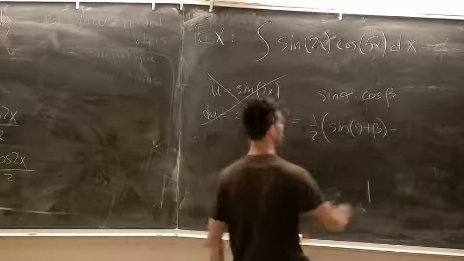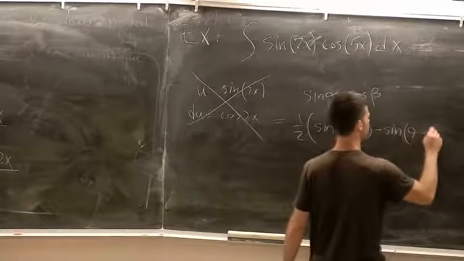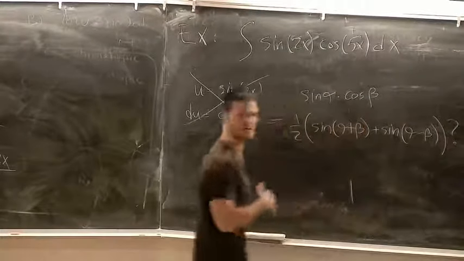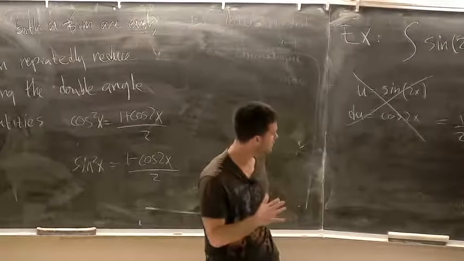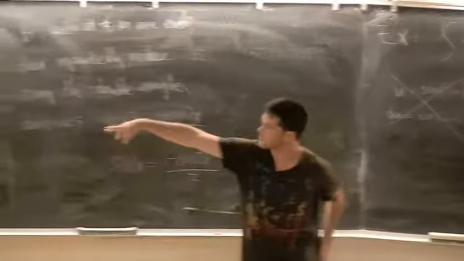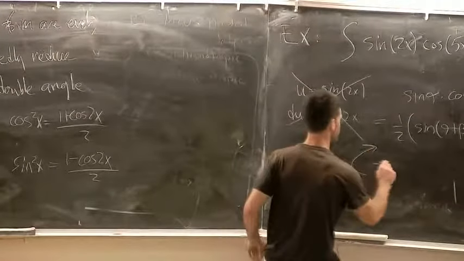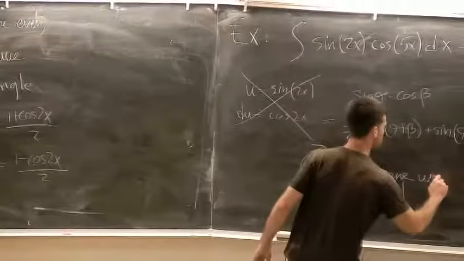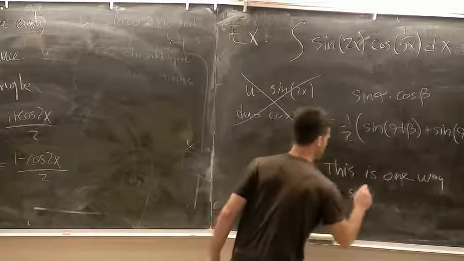I didn't even write it down. I think it's sine alpha plus beta minus sine of alpha minus beta, or maybe plus here. Something like that. I don't quite remember, but I'm not going to need to remember because I'm just going to use these complex exponentials instead. Knowing this formula, this is one way to solve this problem.